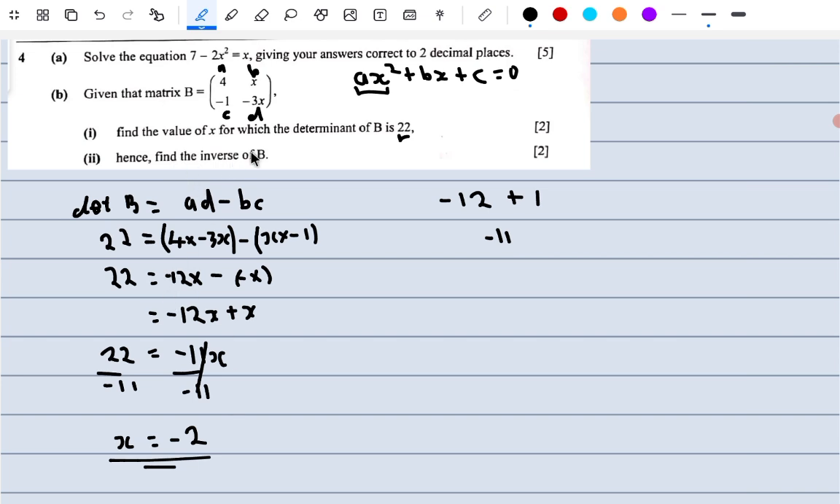Hence find the inverse of B. Okay, so finding the inverse of B, we know the formula. We say B inverse is equal to 1 over the determinant of B. Then you swap these, D comes here, then A here, then B and C, multiply them with negatives, both of them.